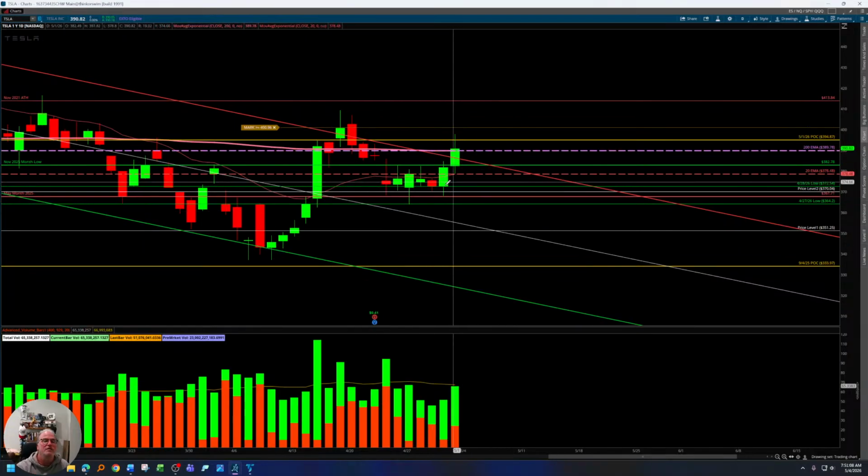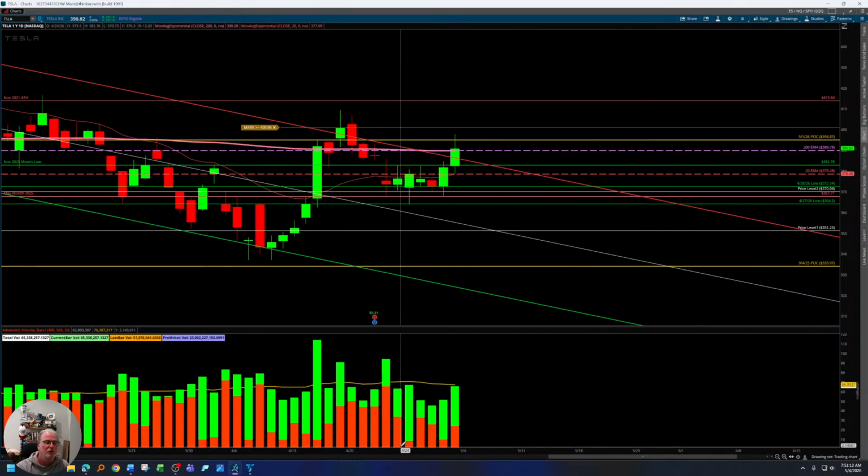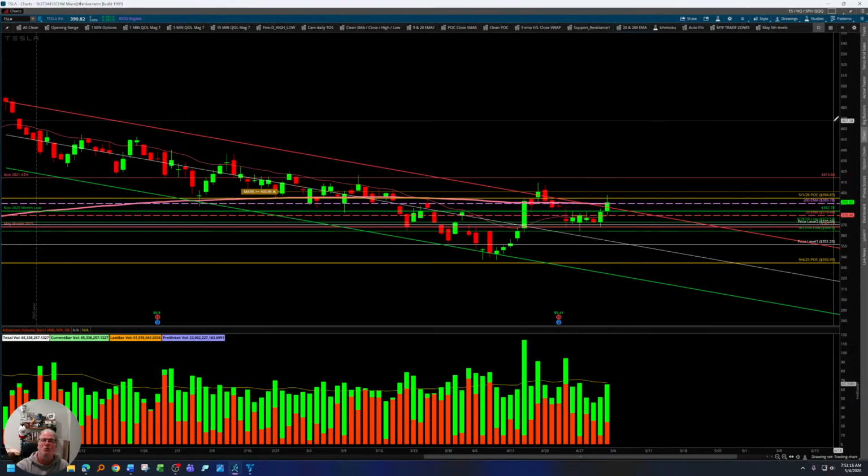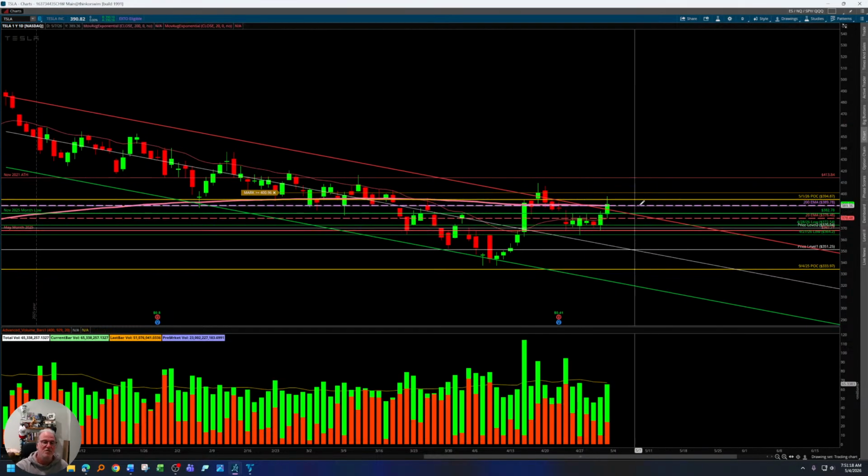So what is that telling you? It's telling you that the faster exponential moving average is moving higher. So it's currently trending higher. Does that mean Tesla's off to the races? No, it doesn't. But based on Friday's trade, it's moving higher.